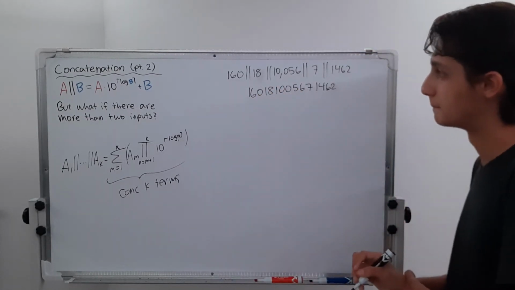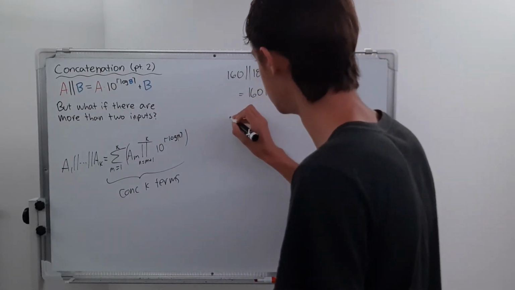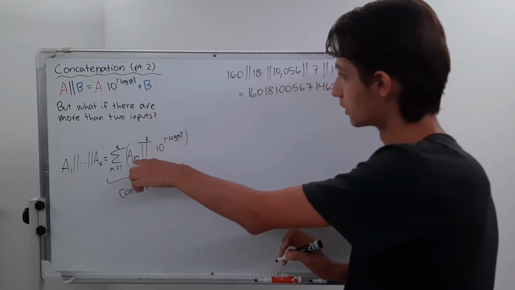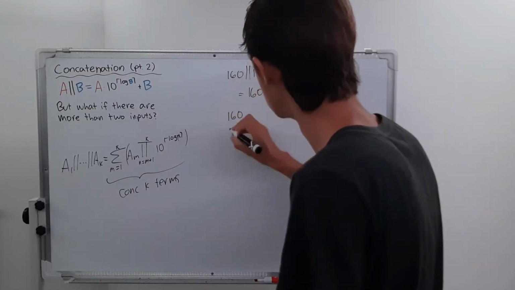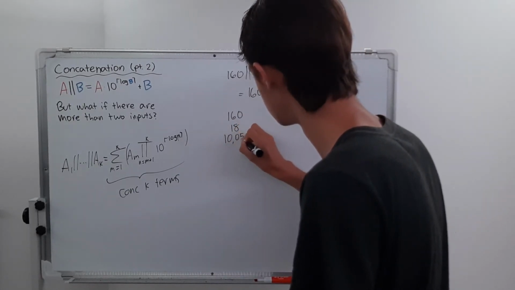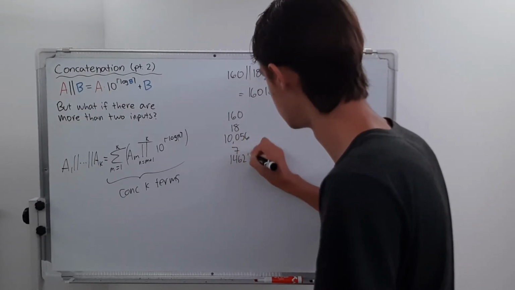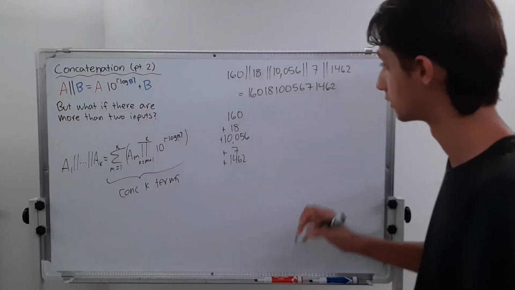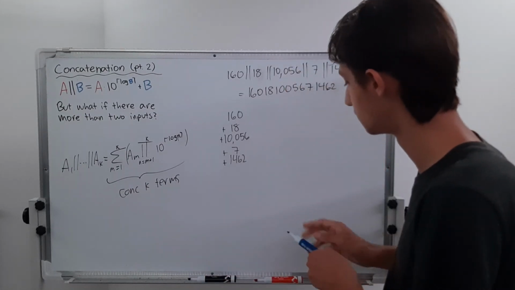So essentially, we're going to take the sum from 1 to 5. We're always going to start with our first term, so I'm just going to write each of our first terms down. So we have 160. Then we have 18, 10,056, 7, and 1462. All right. So I'm just going to add all of these together. Okay. And then we're going to take the product side.